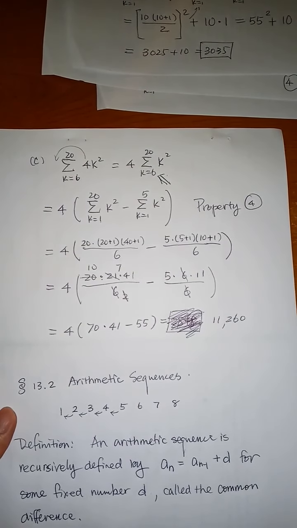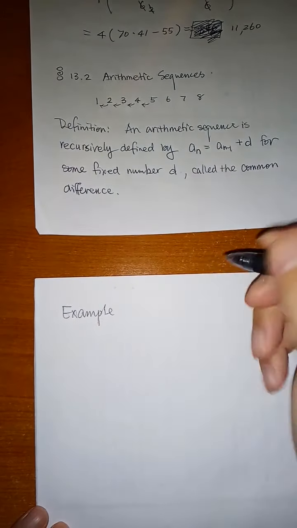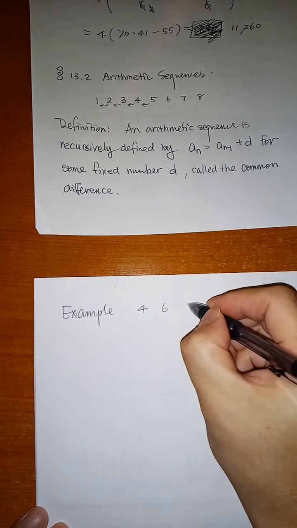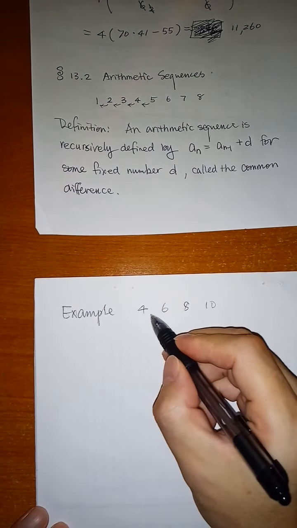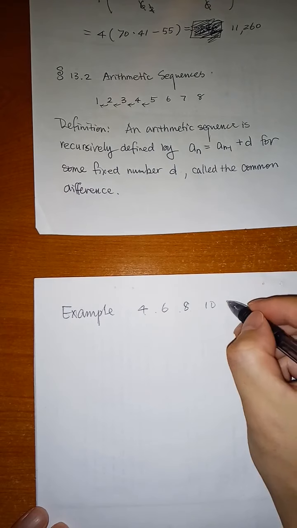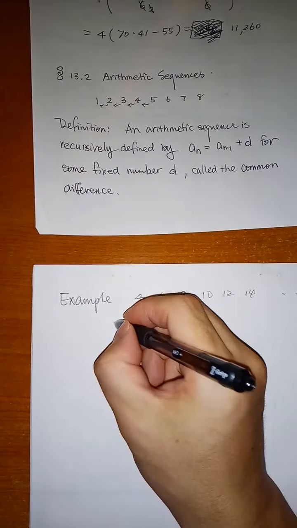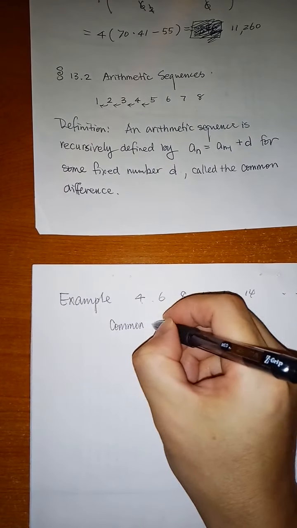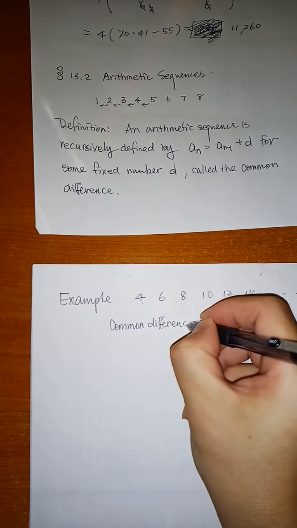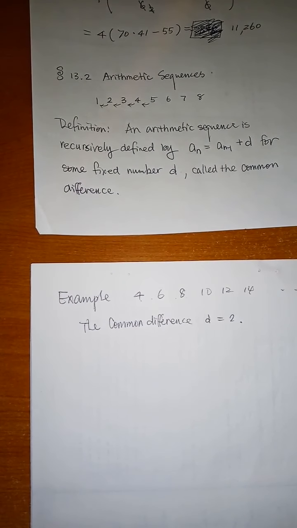Okay, so, example. You have 4, 6, 8, 10. You see here, every time you just add 2. 4 add to 6, 6 add to 8, 8 add to 10, 10 add to 12, 12 add to 14. So you can predict, every time you add 2. The common difference d is equal to 2. Okay.